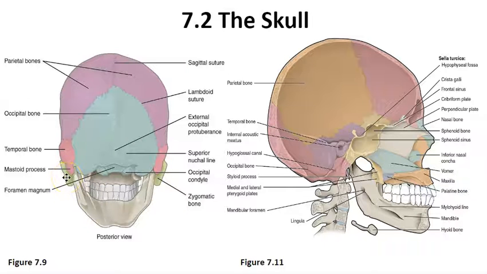Figure 7.11 on the right here shows the sagittal section of the skull and the parts of the nasal septum. So this is like a cross section if you were to cut the skull in half, and you can see the nasal concha, sphenoid sinus, sphenoid bone, nasal bone, the frontal sinus. Also down here, we'll talk about in a minute, is the hyoid bone.